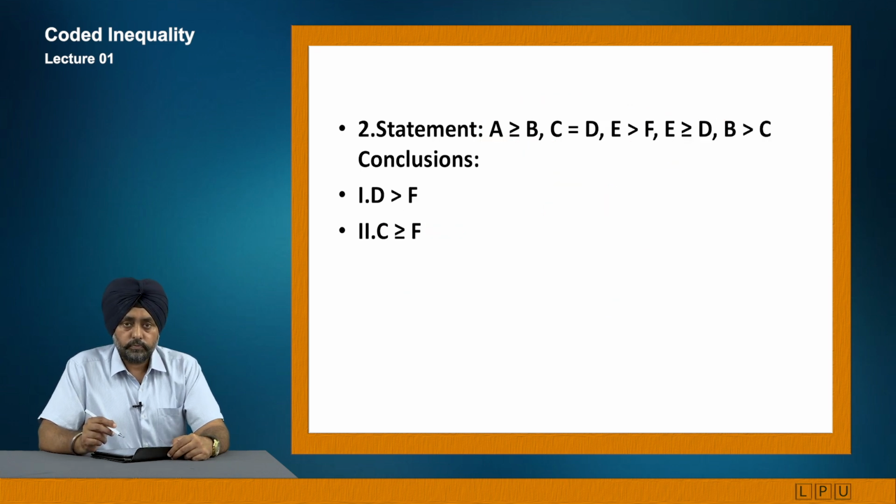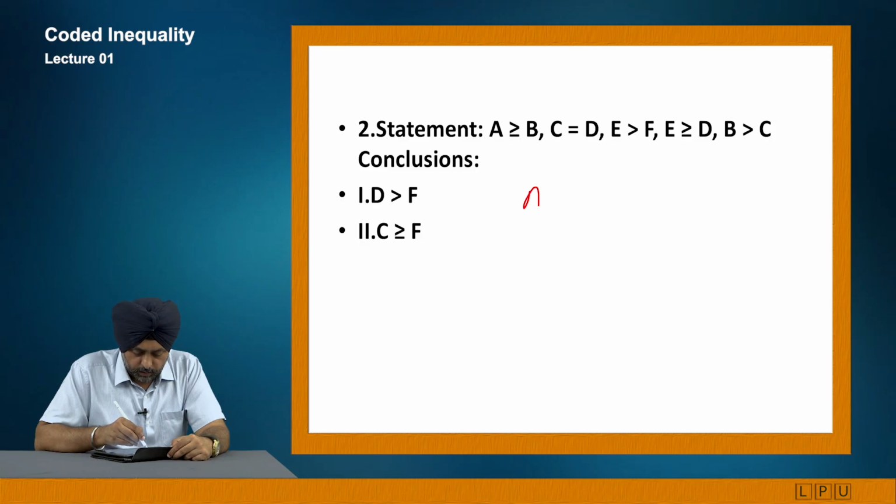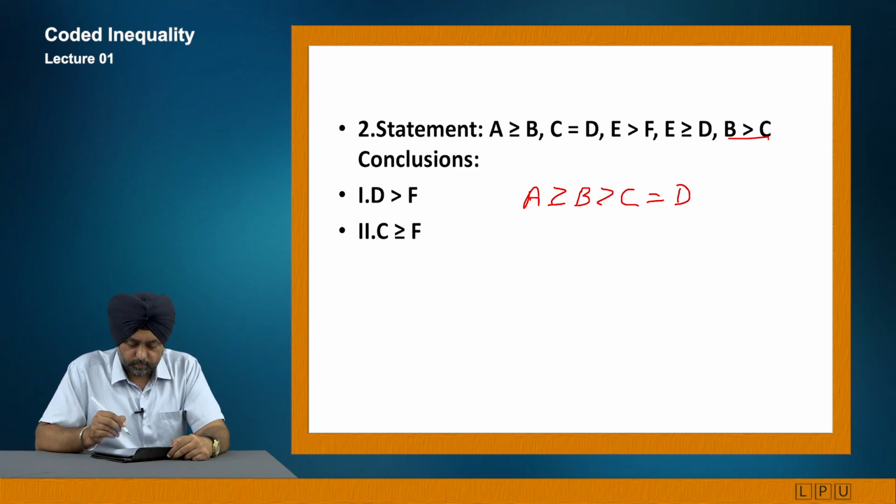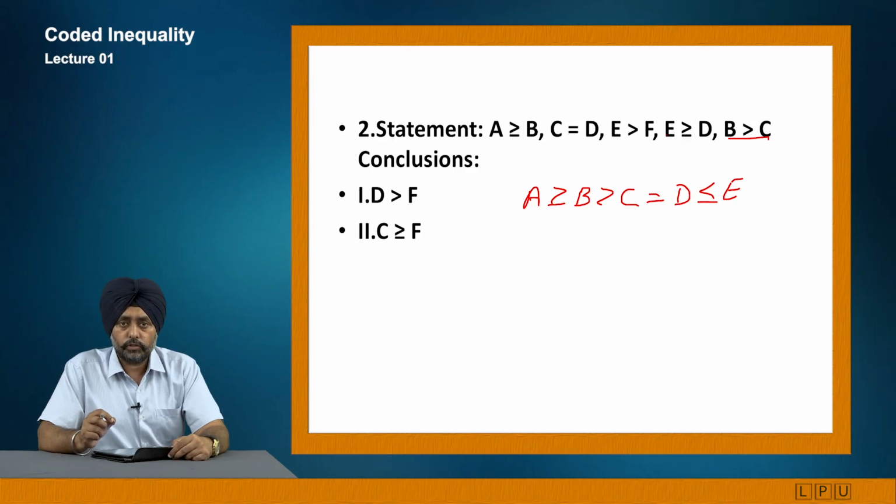Okay, statement 2. Again make a single statement first. Single statement will be A is greater than or equal to B. Then we have to again look for B. B is greater than C. Okay, we will make it like this. Then C is equal to D. Then is the relationship between D and E? Yes. D is, remember, less than or equal to E, or E is greater than or equal to D.